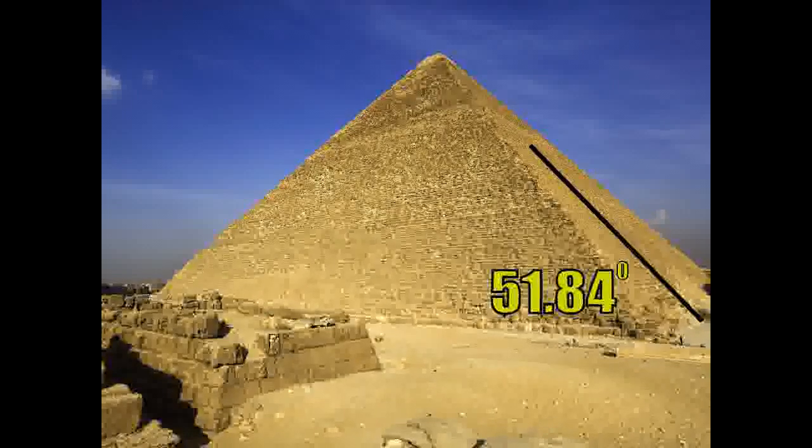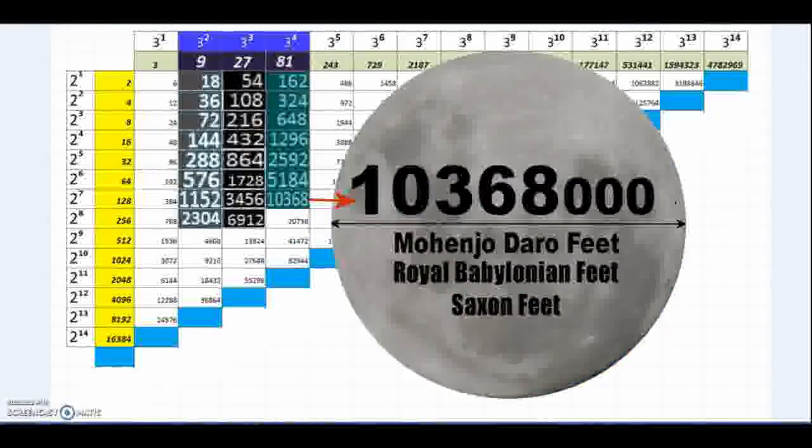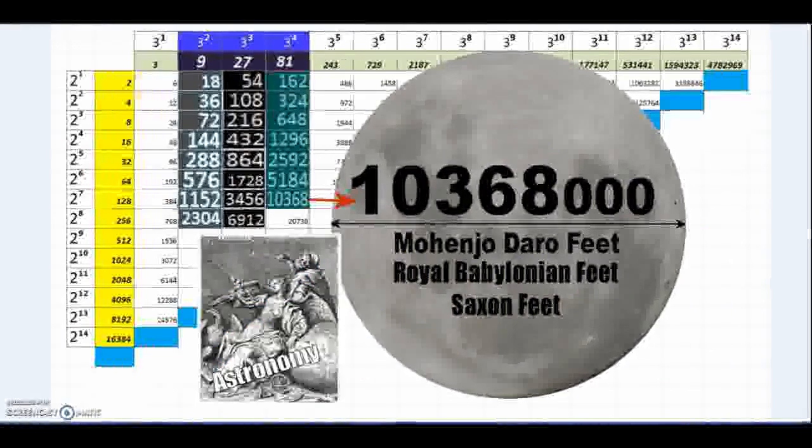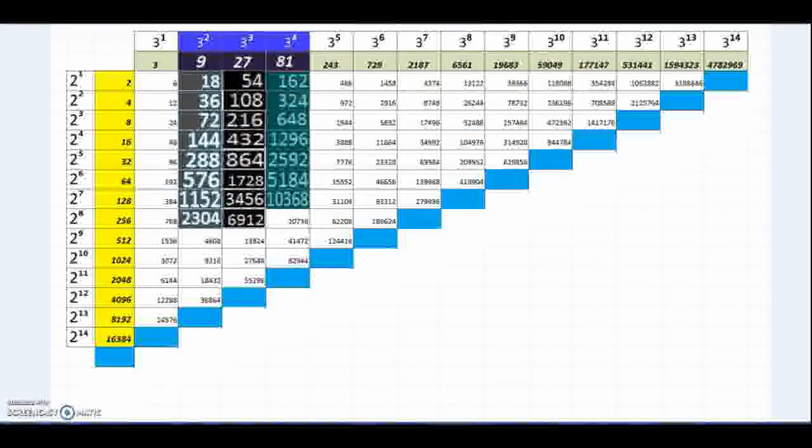Mentioning 5184, I think these are like mnemonics, they're great ways to remember things, these particular sets of numbers. For instance, the slope angle of the Great Pyramid, 5184, 51.84 degrees. Again, the Mohenjo-Daro foot is equal to the Royal Babylonian foot, which is equal to the Saxon foot, and again we have a moon reference there as well. So another nice connection to astronomy. So that's those three columns there.